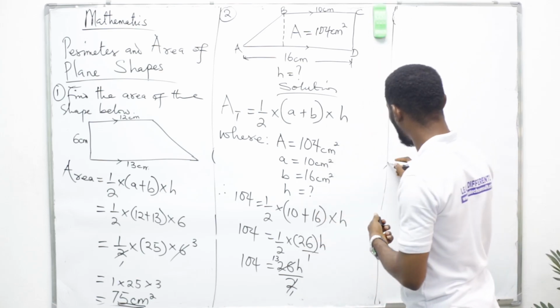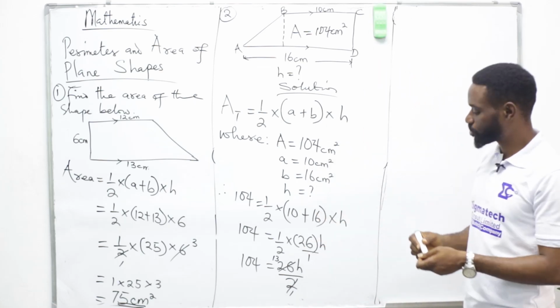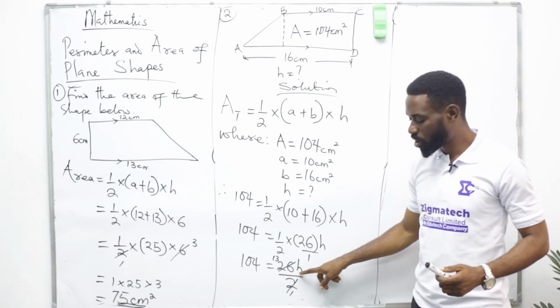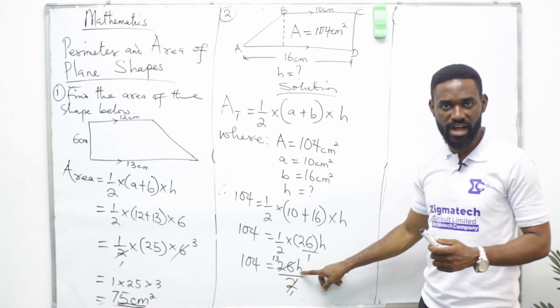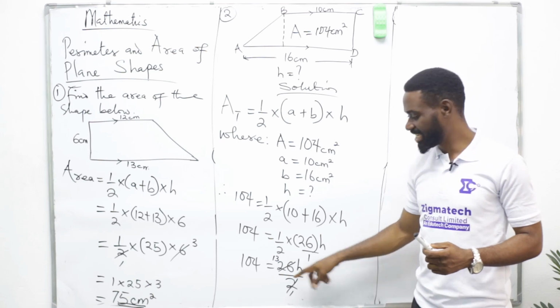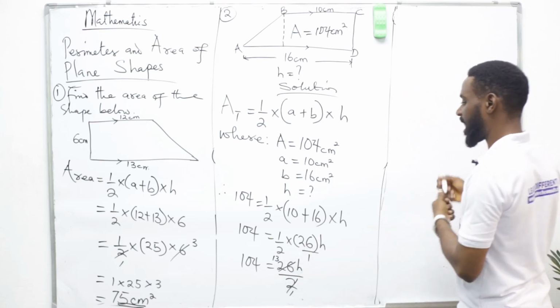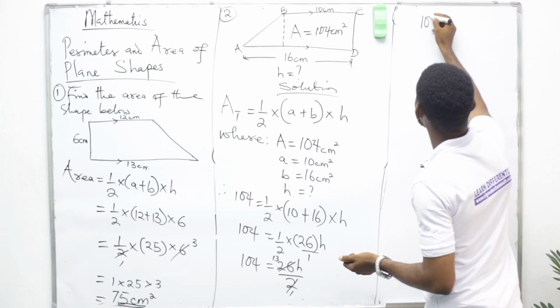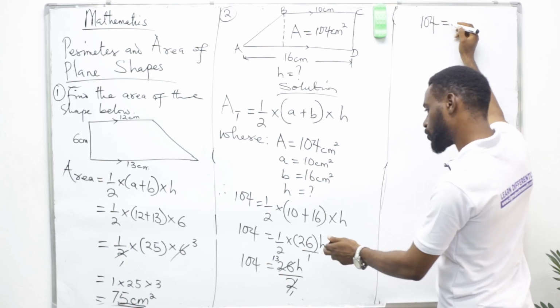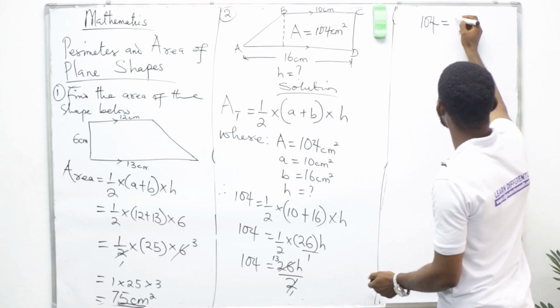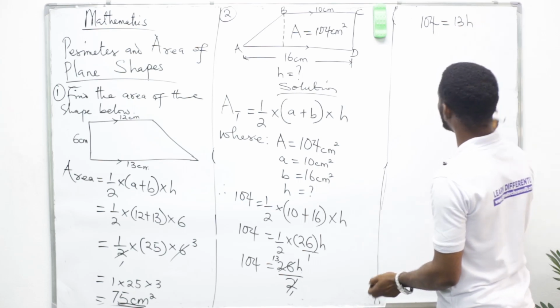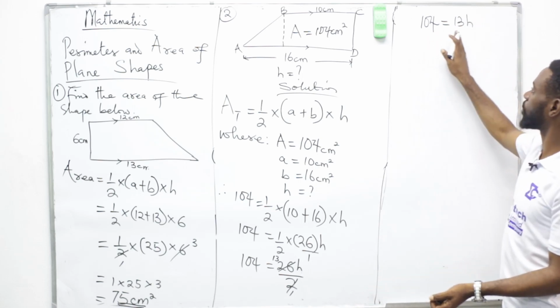All right. So, remember, we are solving so that we will know what the value of height, which is h, is in these particular expressions. So this gives us 104 is equal to 13 height, 13h. Do you get the point now? So this is what we have here.